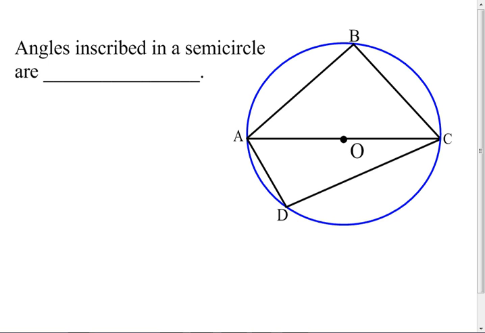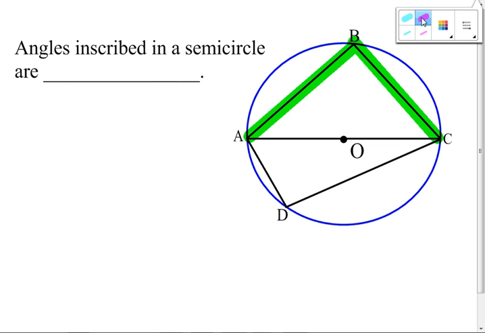What if I inscribe an angle in a semicircle? This is kind of interesting. Here's my angle that's inscribed. And this is, yes?